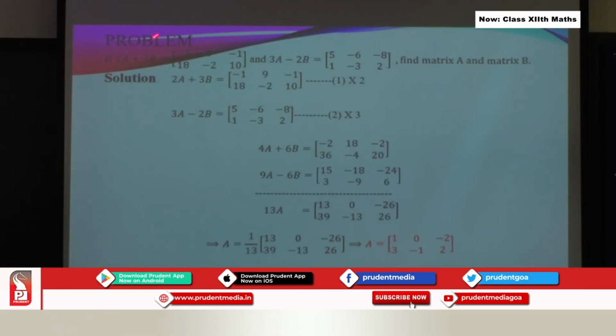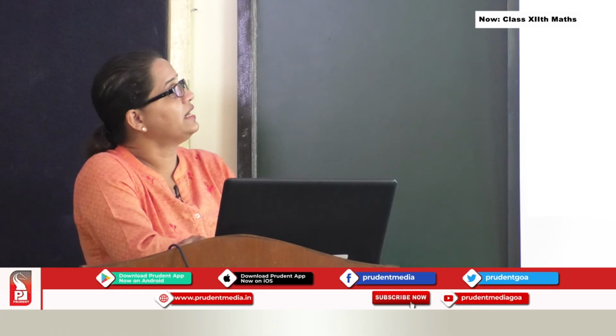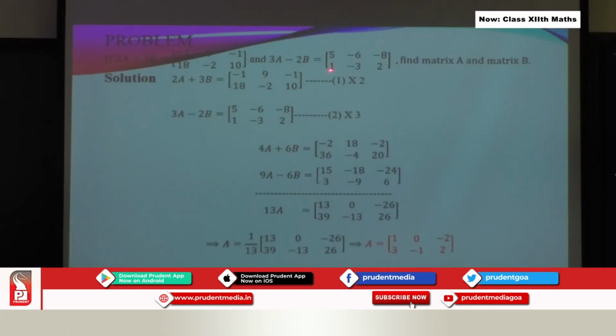Okay, the next problem. When you talk about the next problem, look at this. The data which is given to me is in equation form. Look at this: 2A plus 3B equals one matrix and 3A minus 2B equals another matrix. What I need to do? I need to find matrix A and matrix B.